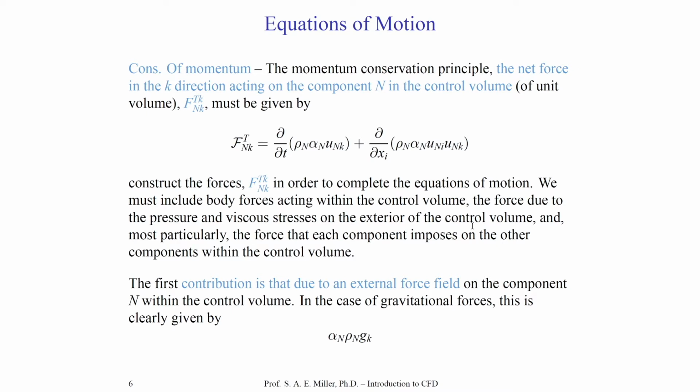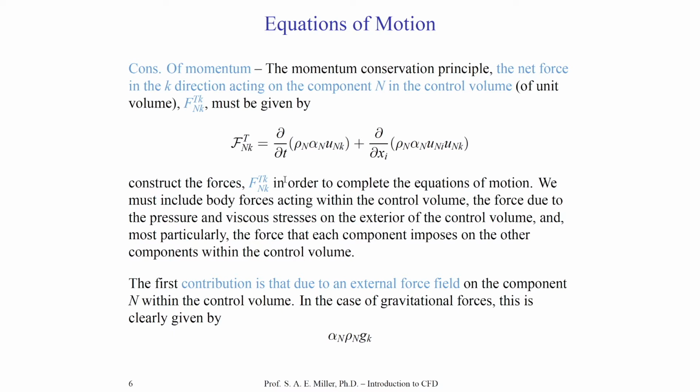Now there's a little bit of differencing in forces in that there needs to be a conservation of mass still between the net forces in the kth direction acting on the nth component of the control volume. Now we can write a force on each particular n, and it must obey this particular law. F_nk, that is, the forces, will go as the partial derivative with respect to time of rho_n alpha_n u_nk plus partial x_i of rho_n alpha_n u_nk. This will complete, of course, the equations of motion for momentum, but we need to construct these particular forces.